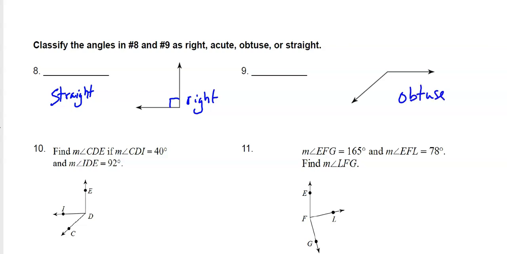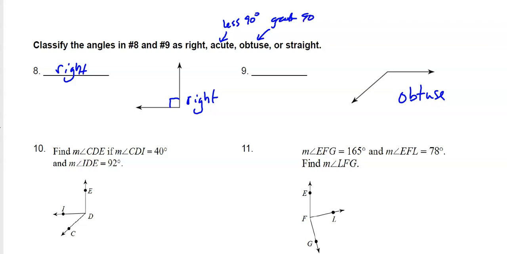Looks like I missed a number in there. I guess that wasn't a straight angle. I guess this was where I was supposed to write the answer. I'm supposed to put right in there. Remember, acute is less than 90. Obtuse is greater than 90.